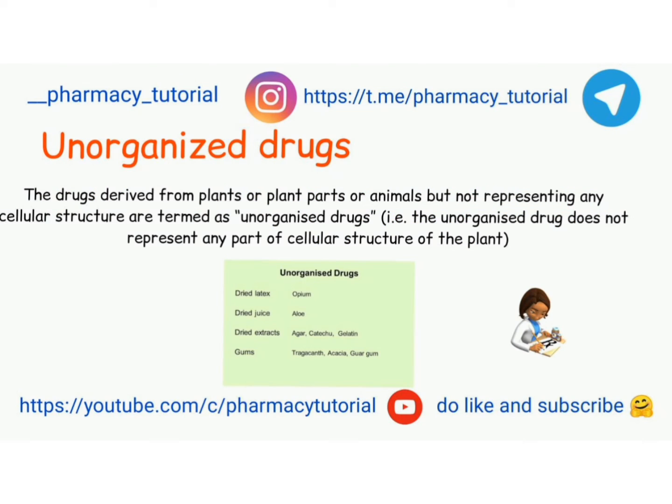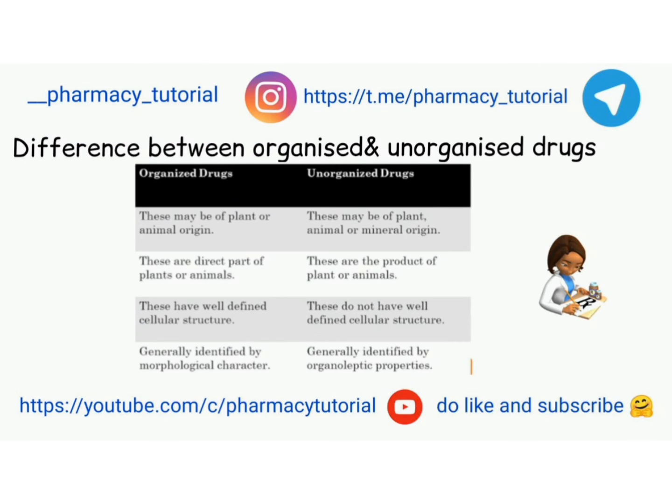So what is an unorganized drug? The drugs which are derived from plants or plant parts or animal parts but do not represent any cellular structure are termed unorganized drugs. That is, unorganized drugs do not represent any cellular part of the plant. The examples are dried latex, opium, dried juice, aloes, and tragacanth. These are examples of unorganized drugs.